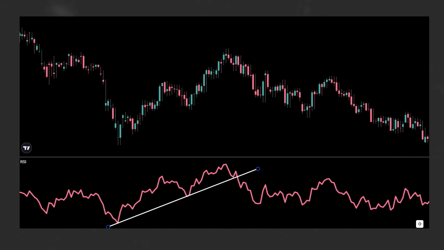Don't worry about being perfect. The goal is not to draw the perfect line. The goal is to train your eyes to recognize how momentum behaves. After some practice, you will begin to notice something interesting. Very often, the RSI breaks its trend line slightly earlier than the price chart.